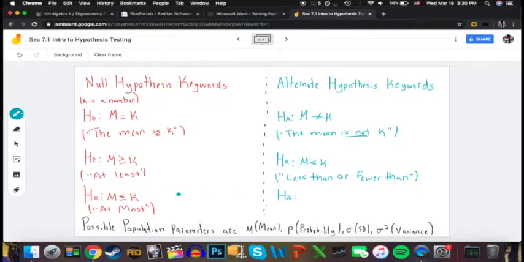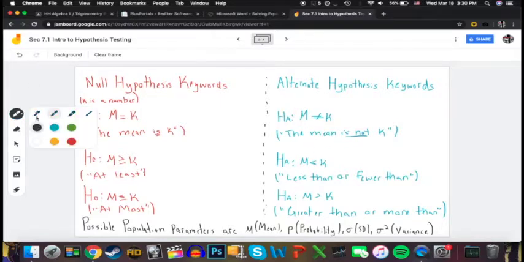Vice versa, if we deal with at most, that means mu is going to be greater than k. So greater than k is a possibility, as well as more than. So it's going to be key to identify what types of words you have to see which ones are going to relate to which specific equality statement, whether they be strictly equal or strictly unequal. All right. So we'll take a look at a couple examples together.